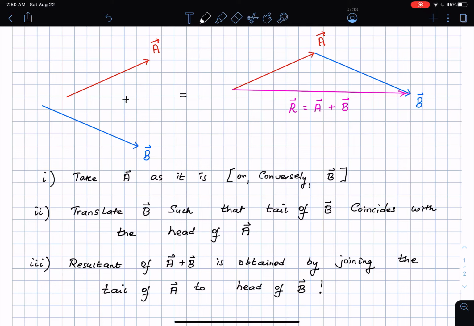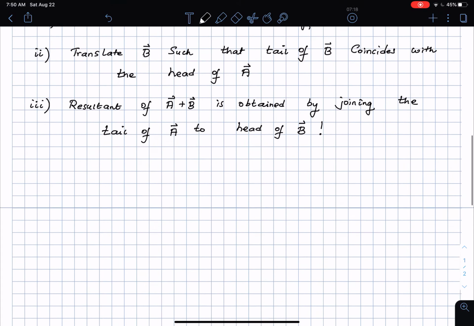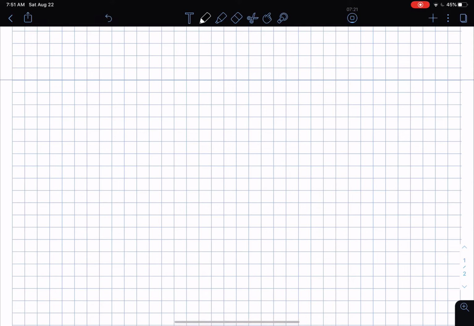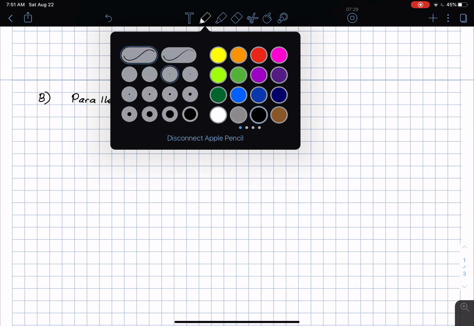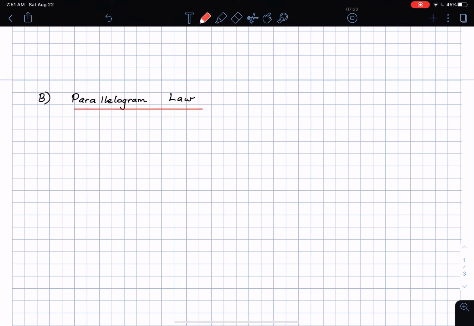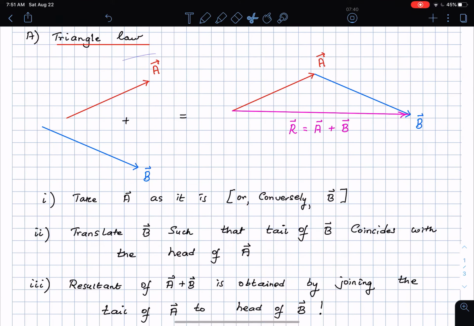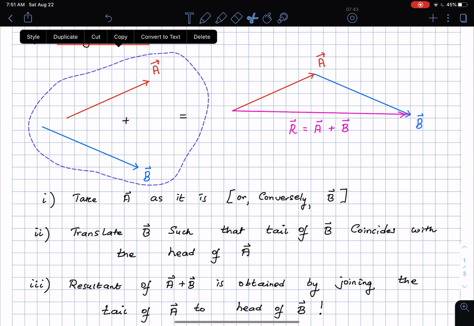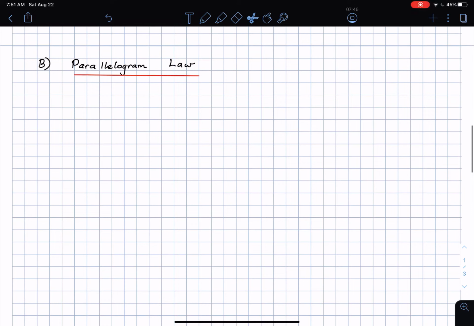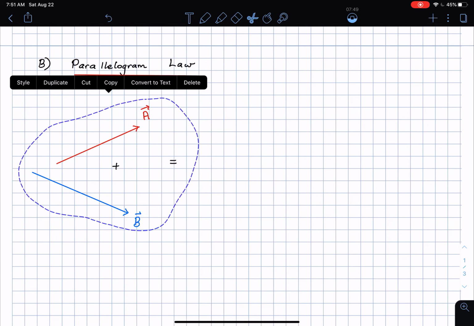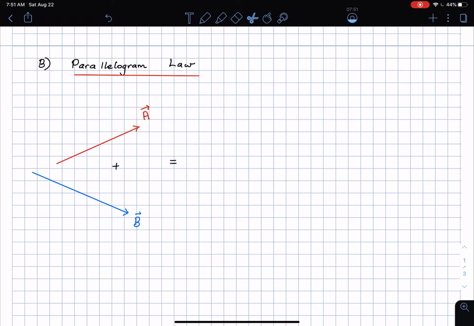The second law is called the Parallelogram Law of addition. Okay, so let us go and look at that right now. What is the basic idea here? The basic idea is the same. I'm going to take two vectors A and B. I'm just going to copy the vectors from before. Okay, so I'm going to take these two creatures, A and B, and I'm going to bring them here. And my question is, how do I add up A and B using the parallelogram law?